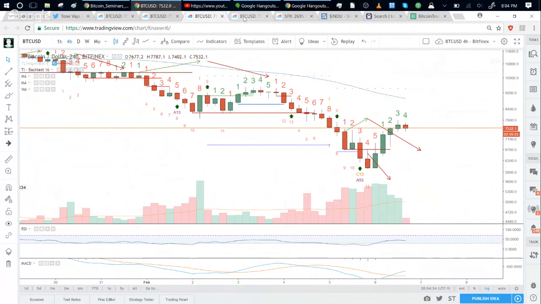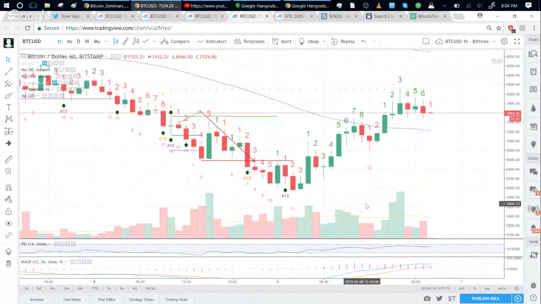So look at the hourly chart. Let's see if the hourly chart was useful. Well, in the hourly chart, I had all these green arrows.